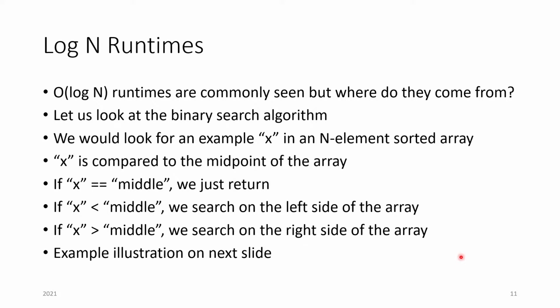So just to reiterate our binary search, if we're looking for some element x here, where we know x is going to be the value, we compare this to the midpoint of the array, where the array is already sorted from least to most. If it's the midpoint, meaning middle, just return because we already found it. If it's less than the middle, we search the left side of the array. If it's more than the middle, we search on the right side of the array. And we keep on repeating this as we keep on going up.